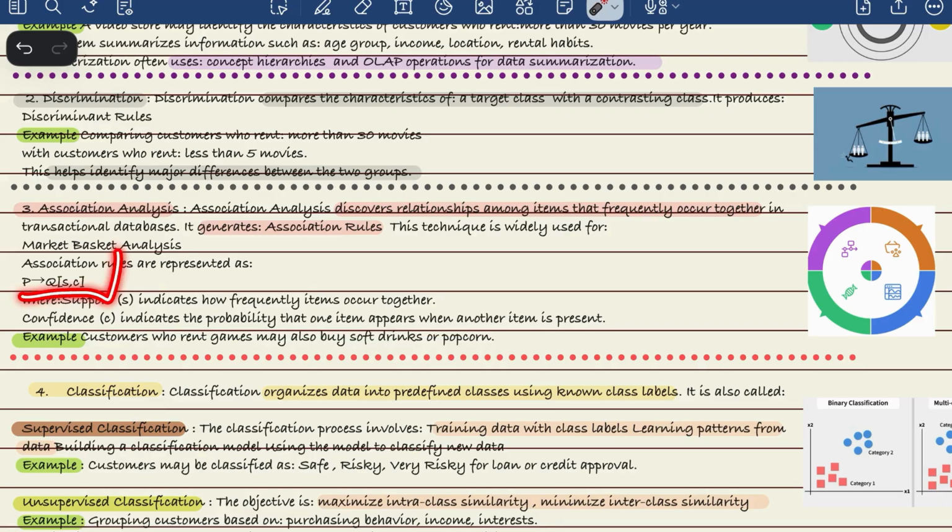So here we use this formula, where P has a relationship with Q, and there are two parameters where S stands for support. Support is how often these items show up together in the whole database, and confidence indicates that if a customer buys, suppose, this P item, then what is the exact percentage probability that they will grab the Q item as well. So this is how we discover association analysis, and we'll discuss it in detail.